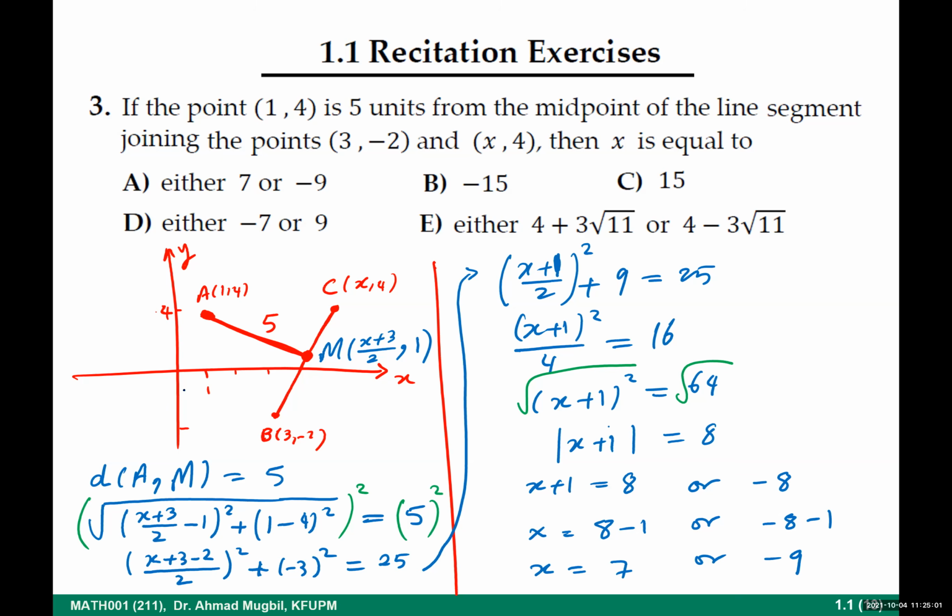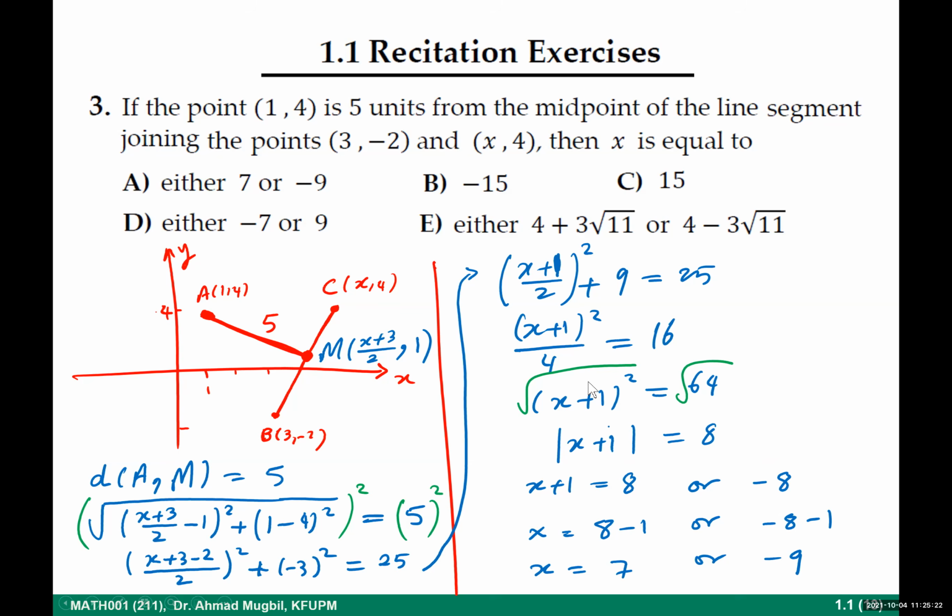In fact, you have a midpoint between 2 points. You should find this midpoint. This is the idea. So the first thing that you should do is to find the midpoint between (3, -2) and (x, 4). After finding the midpoint, find the distance between the point (1, 4) and that midpoint. That's it.